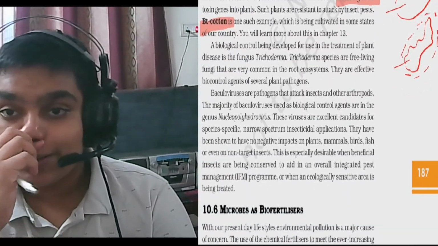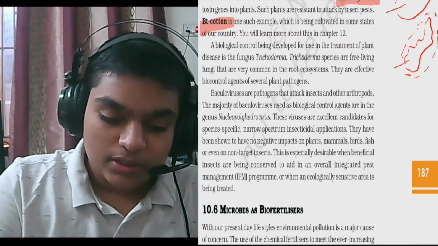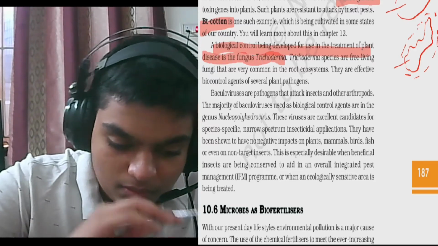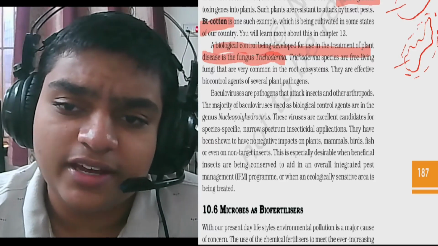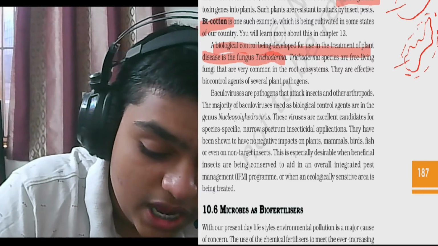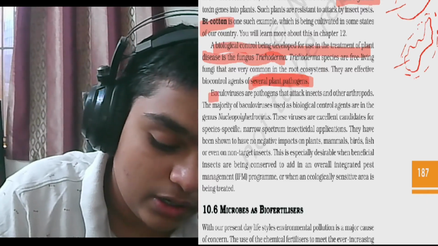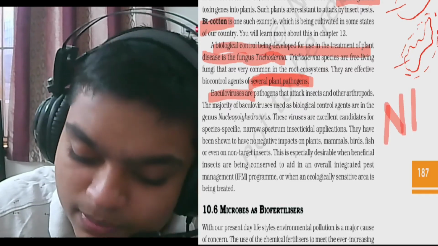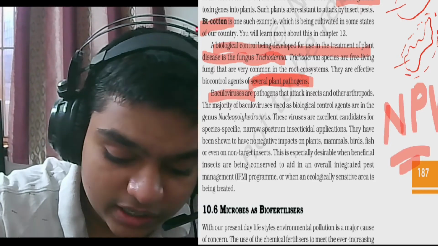Now, biological control is also developed for use in the treatment of fungus. This Trichoderma species, a free-living fungus, is very commonly used in root ecosystems, where it is used to control several plant pathogens. Now, baculoviruses are pathogens, and an example of a baculovirus is NPV. Remember this, it is enough. NPV are narrow spectrum. Now, how to remember this?